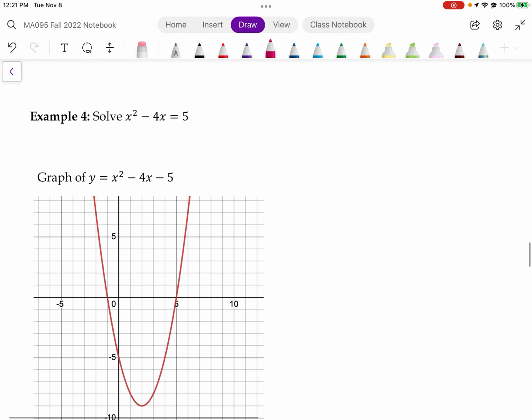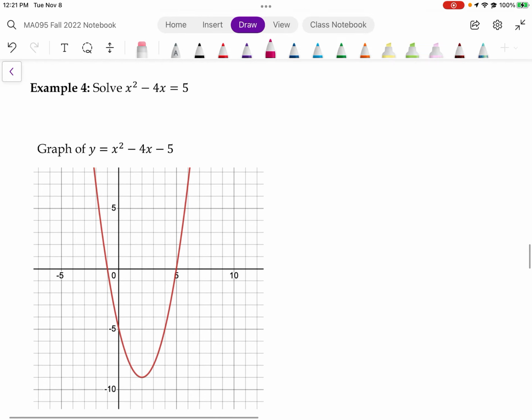All right, so let's take a look at this one. You might want to pause the video and give this one a try. All right, so first off, you may not notice, if x squared minus 4x equals 5, then we need to rearrange this to say x squared minus 4x minus 5 equals 0. What did I do? I subtracted 5 from both sides to get 0 on the right side. Okay, so now we've got this equation right here, and that is graphed right here.